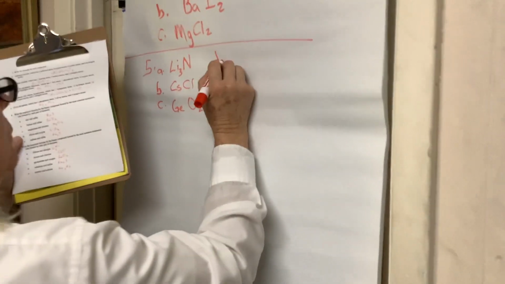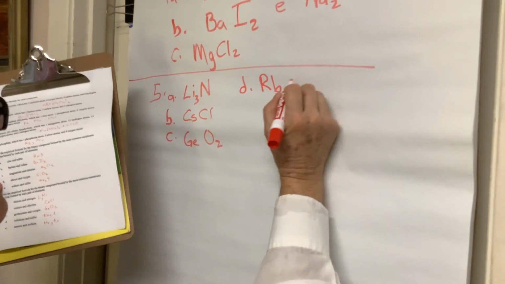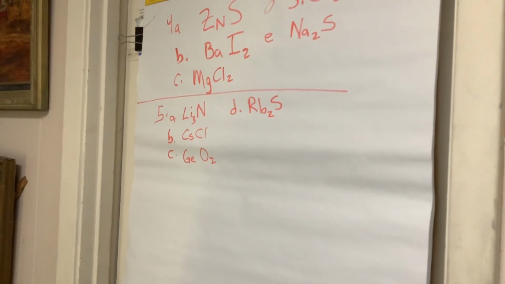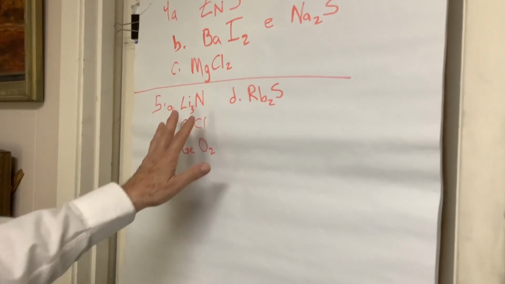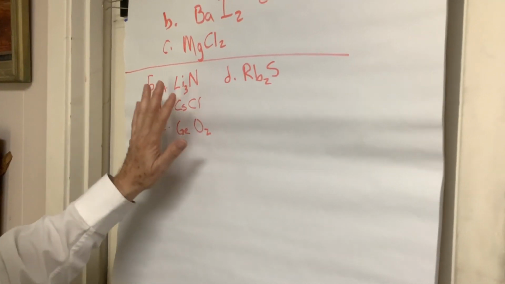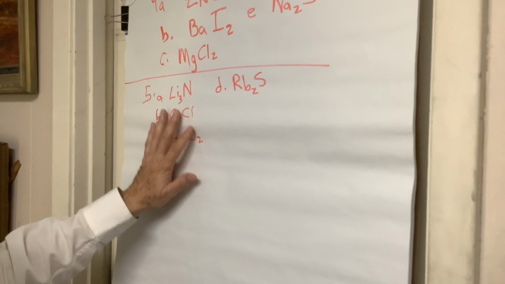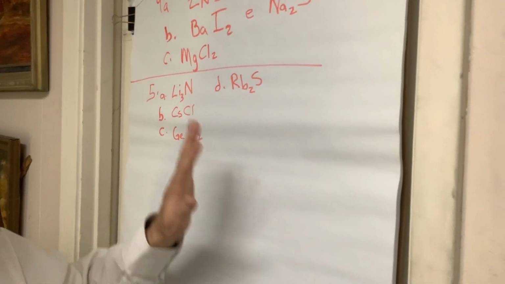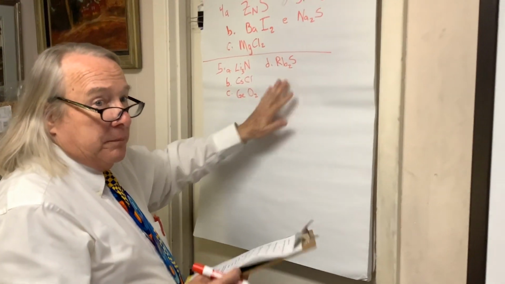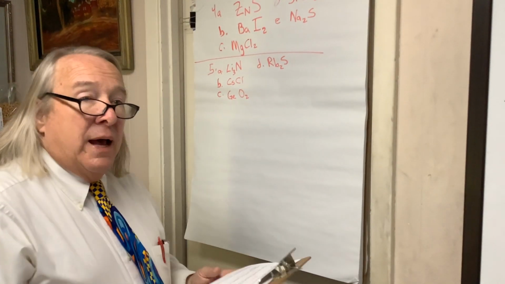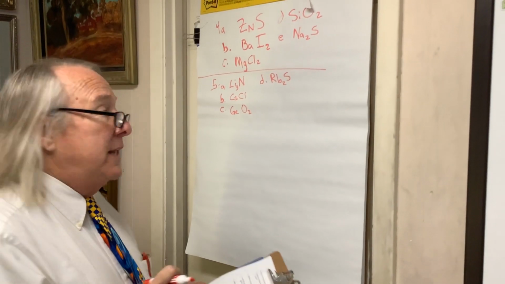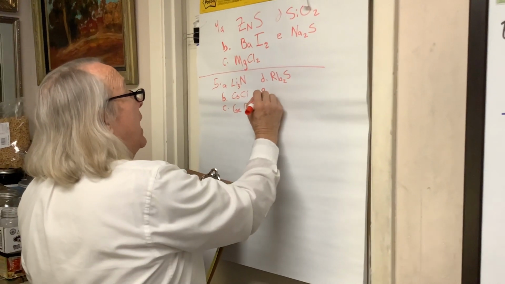Rubidium and sulfur. Rubidium always forms a +1. Sulfur forms a -2, so I need 2. So when they're asking you to make up these formulas from the elements, they're trying to have you match the charges so that even though there's a -2 on the sulfur and a +1 on the rubidium, the overall compound has to have a net neutral charge, cannot have any charge. So the charges have to balance.